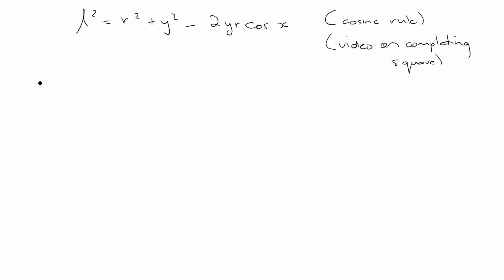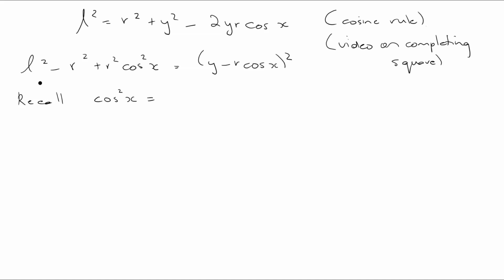But by rearranging it and using this technique, completing the square, we've got that L squared minus R squared plus R squared cos squared X is equal to (Y minus R cos X) squared. Now, we remember, and this is why we use trig identities all the time, because they help us get out of a sticky place, that cos squared X is equal to 1 minus sine squared X. So let's put that in.